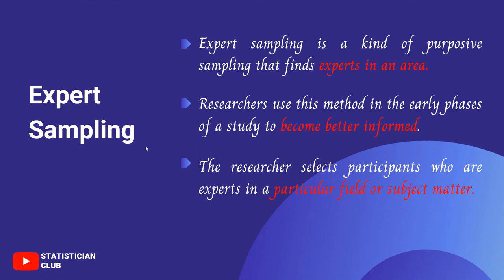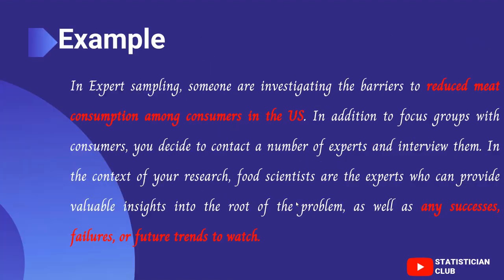Expert sampling. As its name shows, expert sampling is a kind of purposive sampling that finds experts in an area. Researchers use this method at the start of a study to become better informed about the issue they want to study, and also researchers select participants who are experts of such a field or area. Example, in expert sampling, someone is investigating barriers to reducing meat consumption among consumers in the USA.